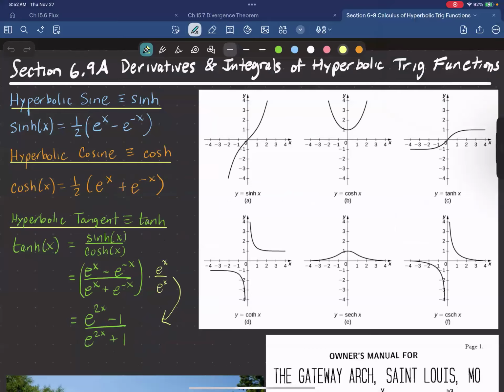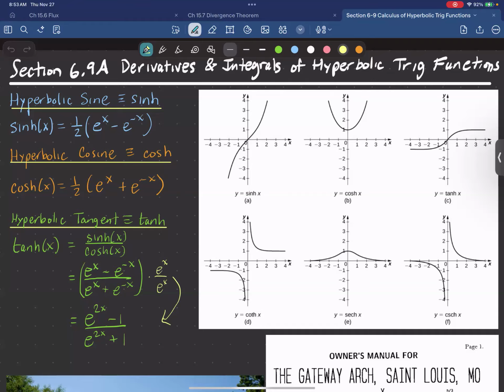Let's take a look at our last section. We're doing derivatives and integrals of the hyperbolic trig functions. So we have hyperbolic sine, hyperbolic cosine, hyperbolic tangent. All of them have hyperbolic versions. We take the same three letters that we use for the trig functions and just slap an h at the end to distinguish between sine and sinh, cosine and cosh, tan and tanh.